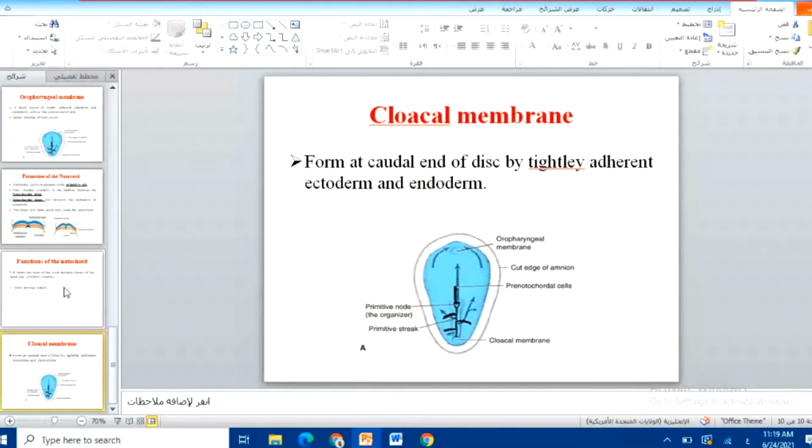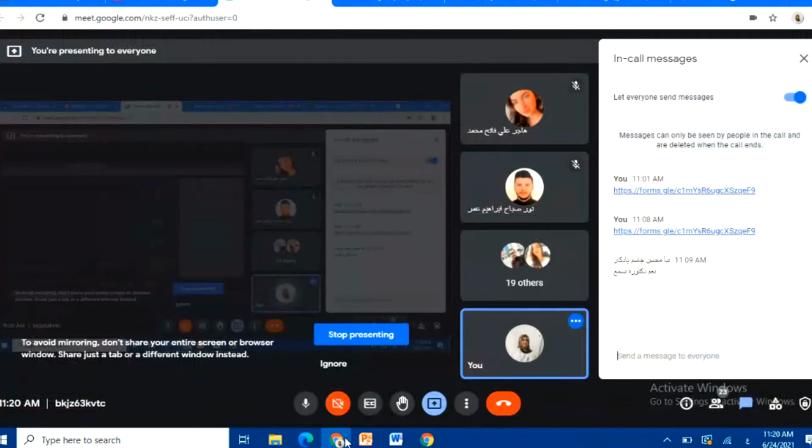The last slide is about the cloacal membrane. We said that it will form in the caudal end of the embryonic disc, and it will form from ectoderm and endoderm, and will form the future anus opening. Okay, so any question from this lecture? Question?